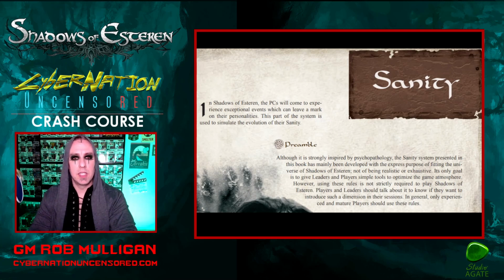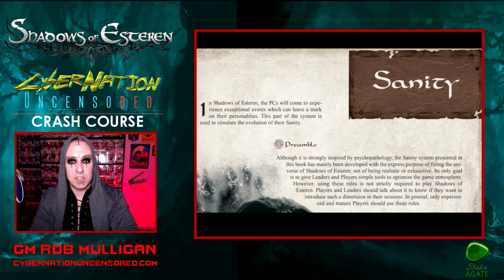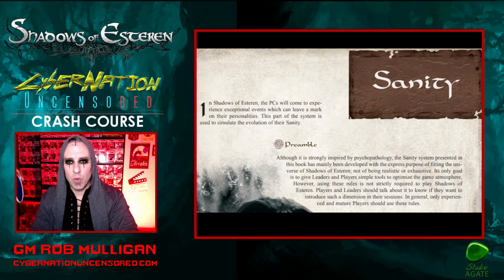In Shadows of Esteren, the PCs will come to experience exceptional events which can leave a mark on their personalities. This part of the system is used to simulate the evolution of their sanity. Although it is strongly inspired by psychopathology, the sanity system presented in this book has mainly been developed with the express purpose of fitting the universe of Shadows of Esteren, not of being realistic or exhaustive. Its only goal is to give leaders and players simple tools to optimize the game atmosphere.